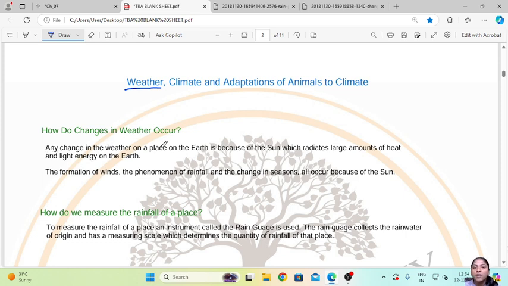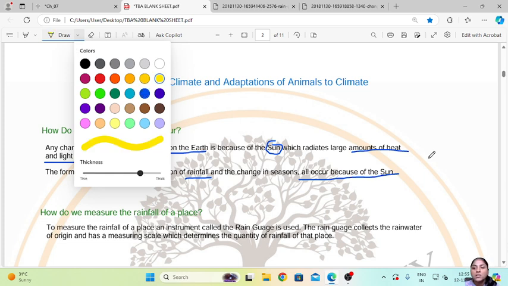Any change in the weather of a place on earth is because of the sun, which radiates large amounts of heat and light energy on the earth. Any change in the weather which is seen is because of the large amounts of heat and light energy that the sun radiates. The formation of winds, the phenomenon of rainfall and the change in season, it all occurs because of the sun. So the sun is responsible for all these changes.